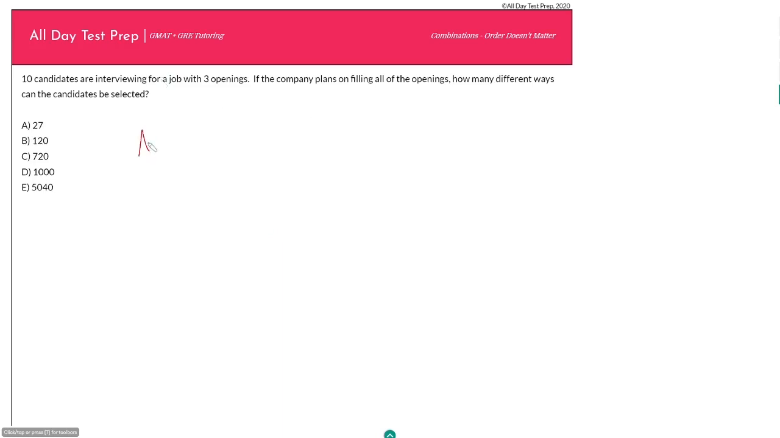Now my pool, I can use the same pool as before, right? I just got 10 people. Now, I don't have horses. These represent people, unless you're interviewing horses for your job, but most likely not. But I will give them the same labels.